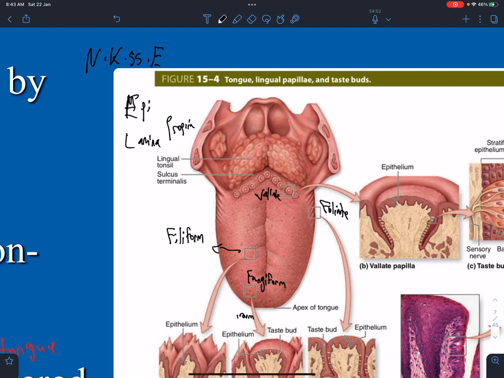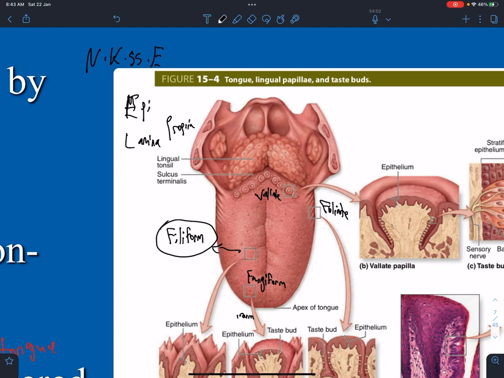Now, there's some things you have to keep in mind. Not all papillae contain taste buds. You see, the vallate and the foliate and the fungiform all contain your taste buds, okay? They all contain your taste buds, except the filiform papillae. This is the only papillae that doesn't contain your taste buds for sensation.